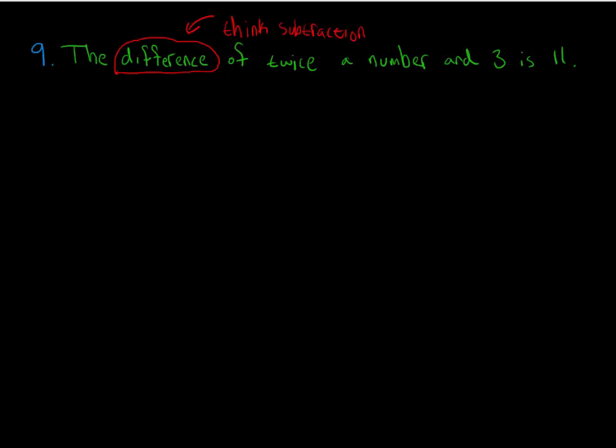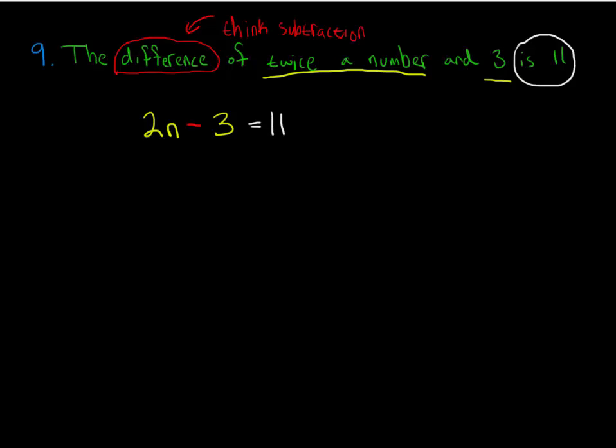Okay, I know some of you guys were asking me about number 9 from the homework, and it's really not much different from anything else on that side of the page. For the difference, think subtraction. For twice a number, let's think 2n, and the difference is between twice a number and 3. So we've got 2n minus 3 is 11, so 2n minus 3 is equal to 11.